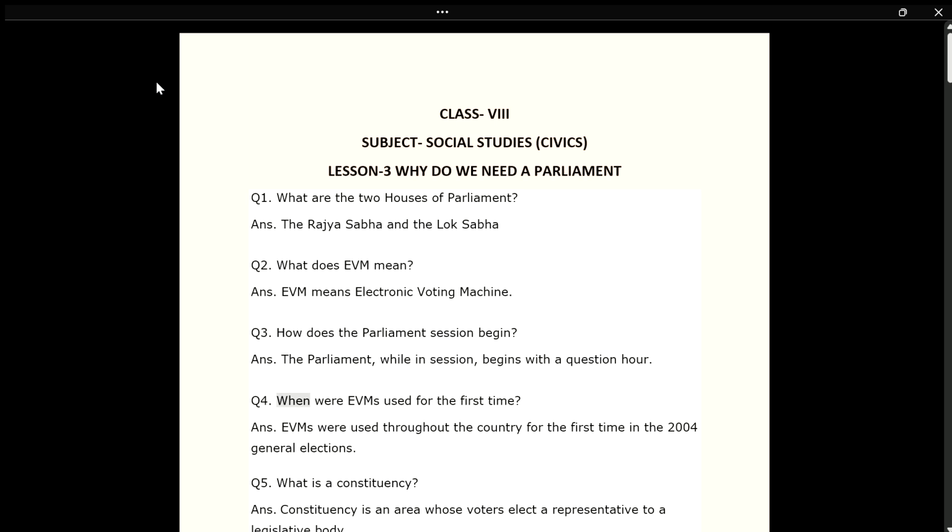Q4. When were EVMs used for the first time? Ans. EVMs were used throughout the country for the first time in the 2004 general elections. Q5. What is a constituency? Ans. Constituency is an area whose voters elect a representative to a legislative body.